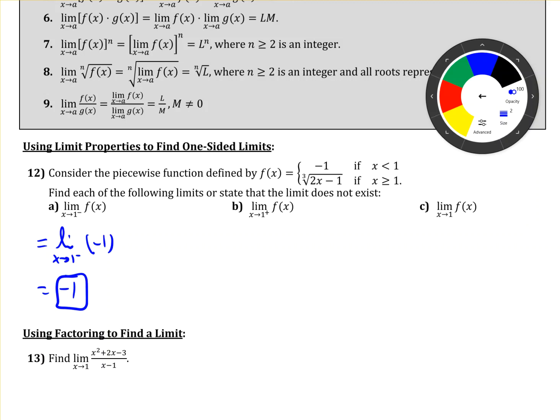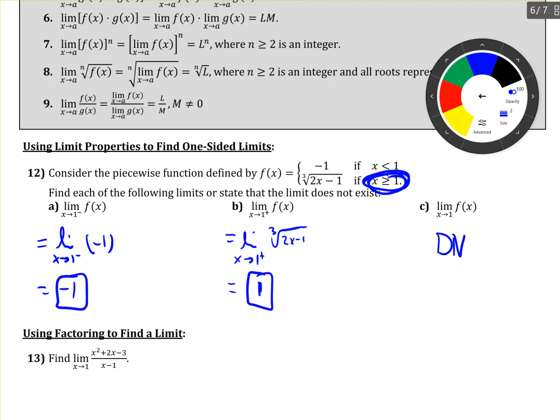Now 1 with a plus means we're coming from the right side. So that means we're going to be in this category right here. So I can write limit as x goes to 1 from the right of cube root of 2x minus 1. Now this is again a polynomial in a root, which basically means we can plug it all in. So we plug in 1, we get 2 times 1 minus 1 gives me 1, cube root of 1 gives me 1. So I get limit as x goes to 1 from the right is 1. So what's the limit as x goes to 1? Does not exist, because a and b don't match. A and b have to match in order for that to happen.